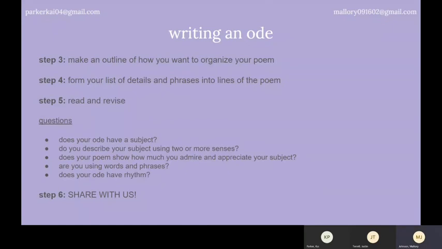And are you using words and phrases? Are you mixing it up? Are you combining short phrases with sentences throughout your ode? That goes back to creating a syntax for your ode. And lastly, does your ode have a rhythm? Does it flow? Does it keep a tempo? And is it clear to understand? And step six, once you're finished with all that, you should have a finished ode and feel free to share with us. We want to read all the examples and all the odes that you guys have written.